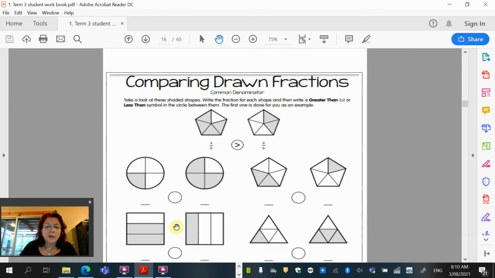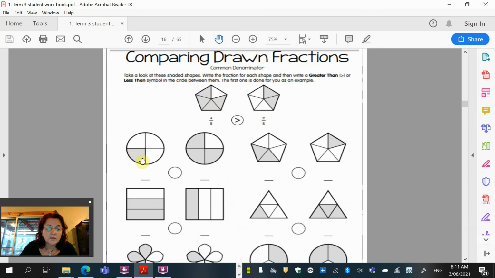Okay, so let's compare drawn fractions. Take a look at the shaded shapes, write the fraction for each shape, and then write a greater than or less than symbol in the circle between them. So all I want you to do is head up comparing drawn fractions in your book, and this is question 1, and I just want you to write 4/5 is greater than 2/5. Now we can see this, there's 4 parts of this shaded. There's only 2 parts of this shaded, so this one's almost a whole, that's why it's greater.